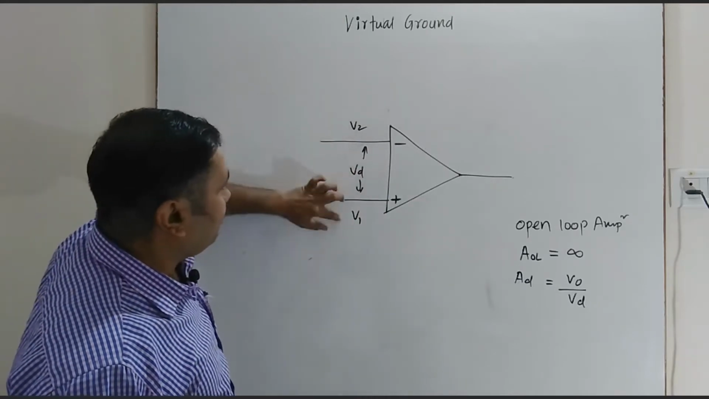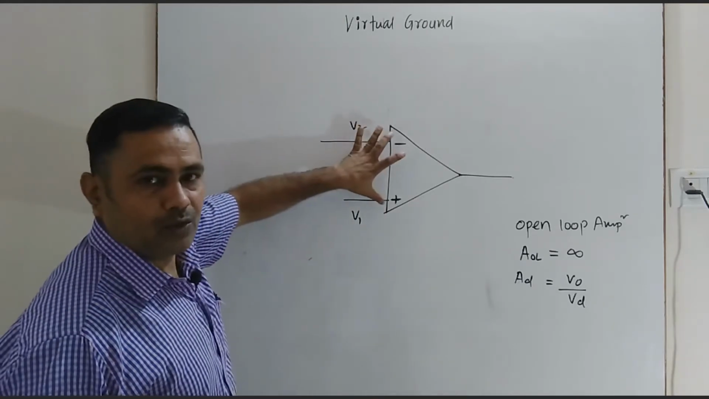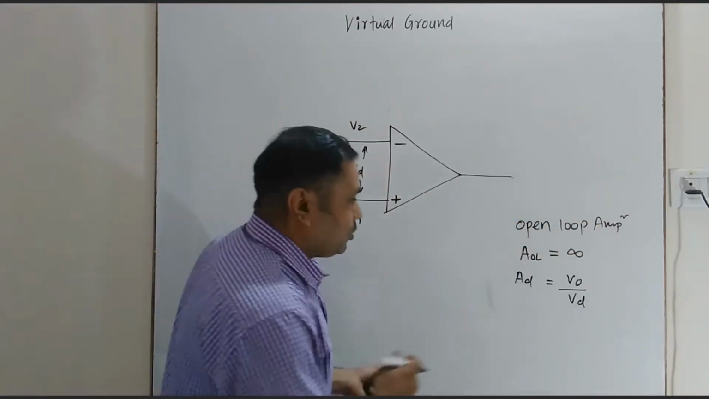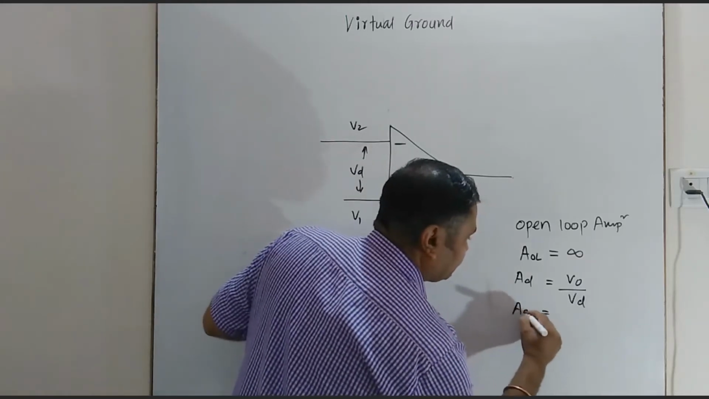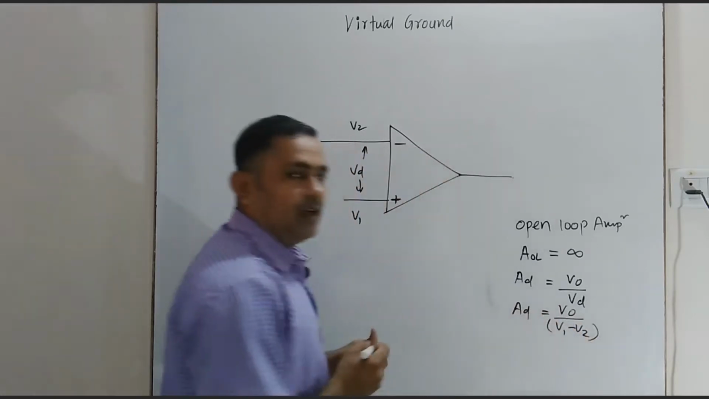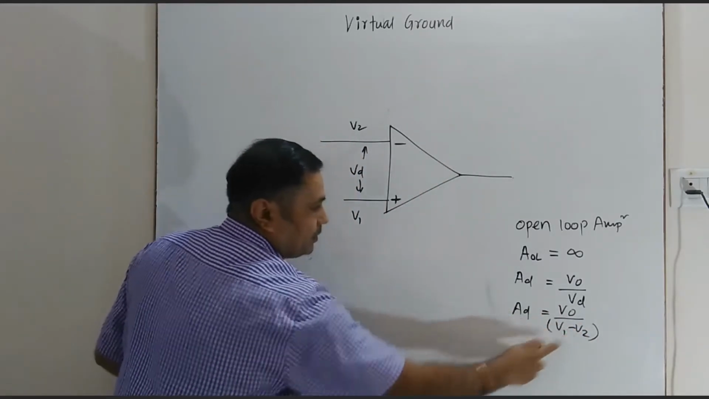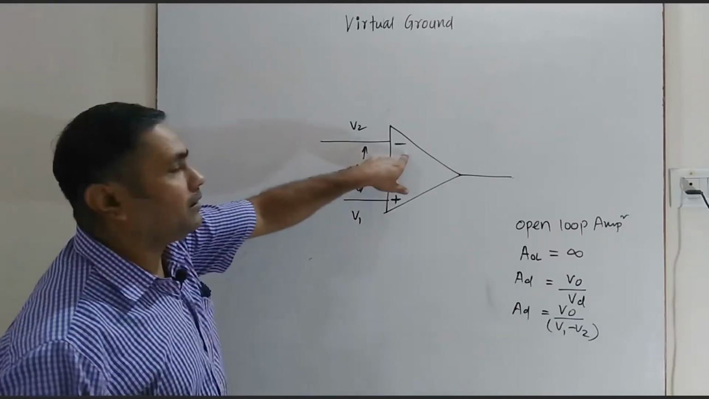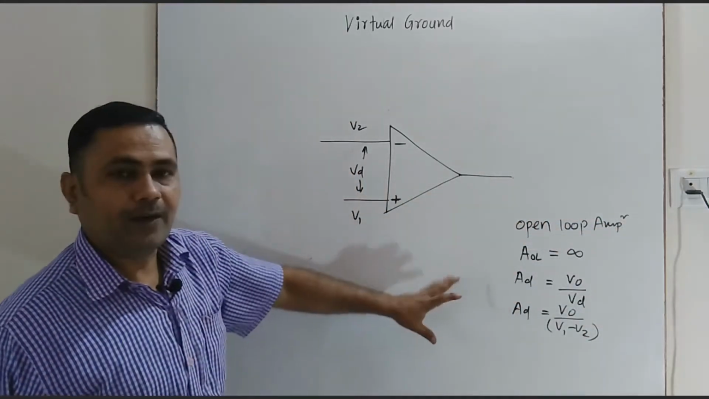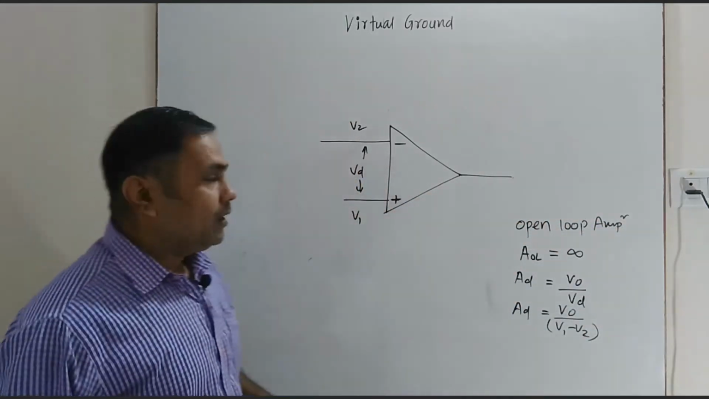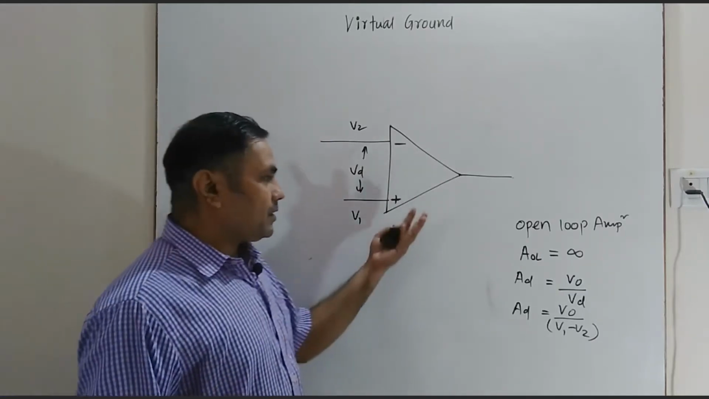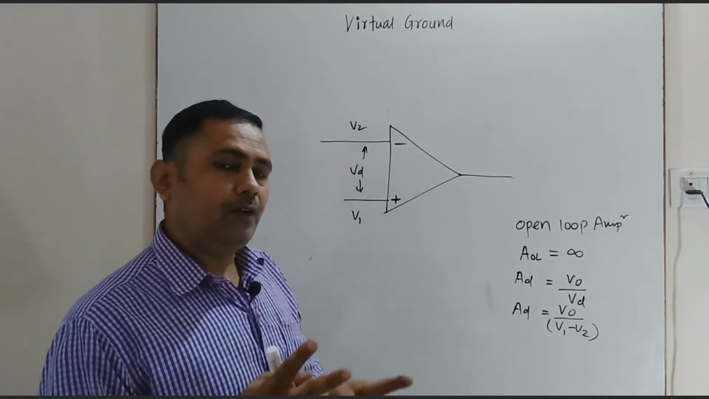So the difference of these will be the input voltage. So output voltage divided by the difference between the two input voltages. This difference can be written like this: VO upon V1 minus V2. See why I have given a negative sign to V2, because V2 is at the inverting side. So that is why this is the gain of the operational amplifier if it is in open loop. Now what about the virtual ground? This amplifier is mostly used in two categories.